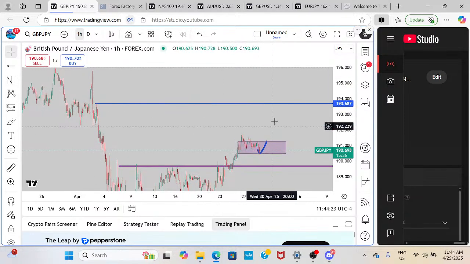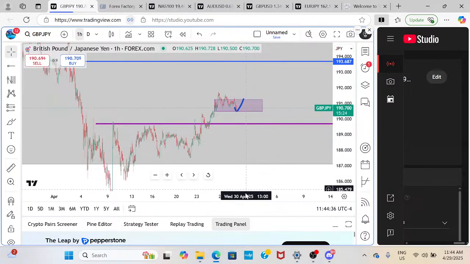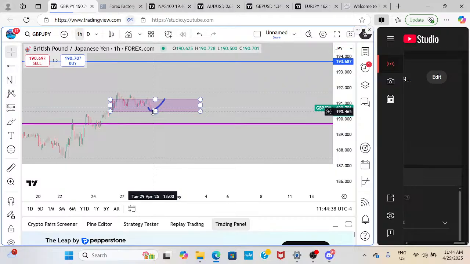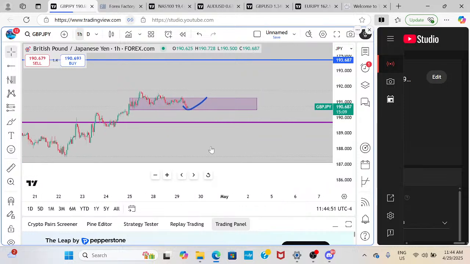So if you're going to buy here, the first take profit should be around 193.68, and the second TP around 195.71. And where do you want to buy? You want to buy at the current price level, 190. That's a good area for an entry. The second area is 189 for an entry, 189.71.